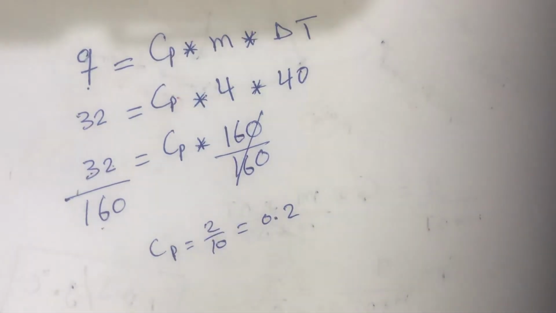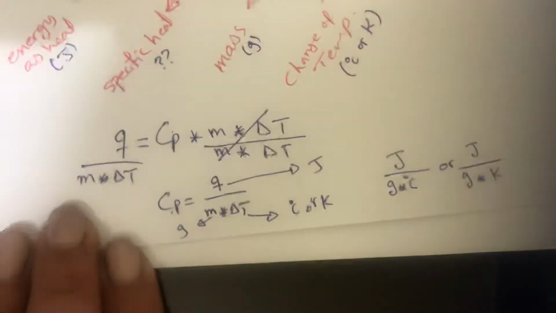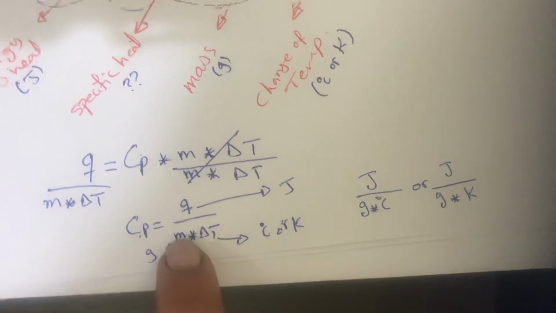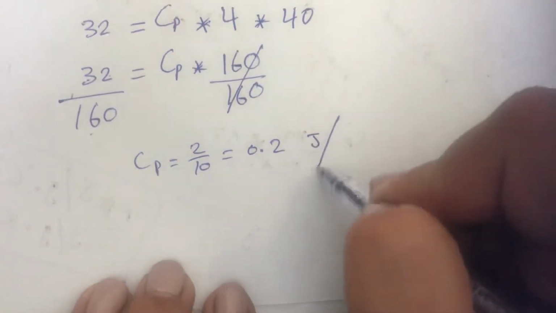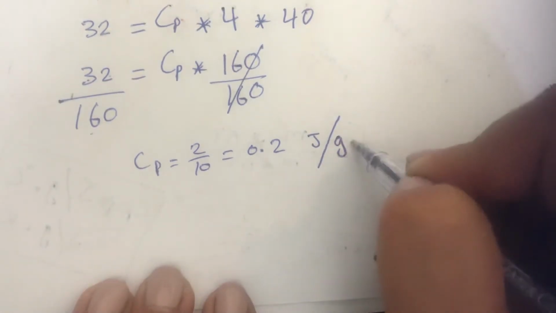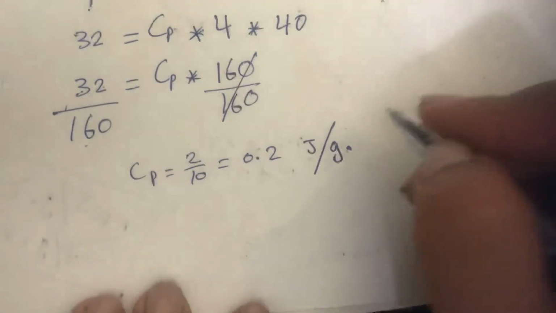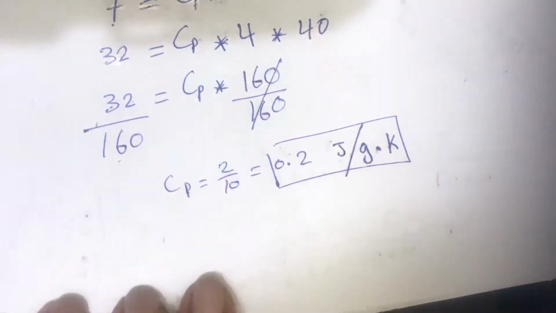What is the unit? If you remember, specific heat equals energy over mass times delta T. So energy in joule, per mass, like gram, times delta T. Here in the question they use Kelvin, so per Kelvin.